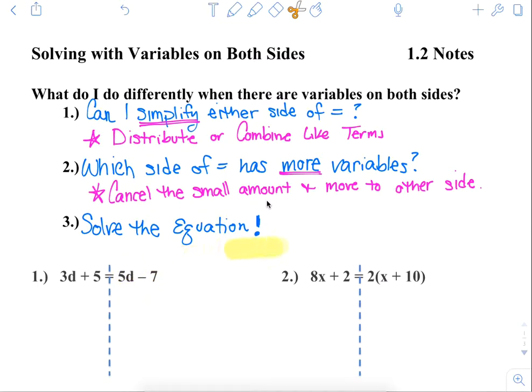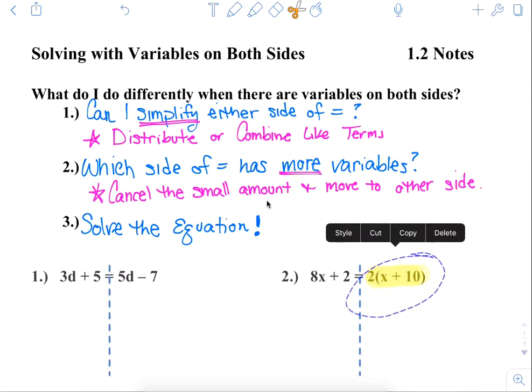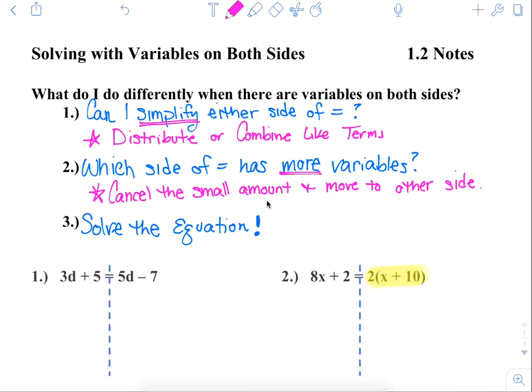Okay, but on problem 2, when I see this set of parentheses, that means there's something that I'm going to need to do first. So on that problem, I would need to distribute that as my step 1. Okay, 2 times x would make 2x. 2 times 10 would make 20. That is what step 1 will look like. It's us looking for anything we can distribute or combine before we get into moving stuff.